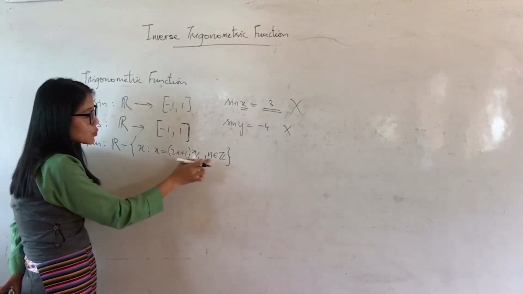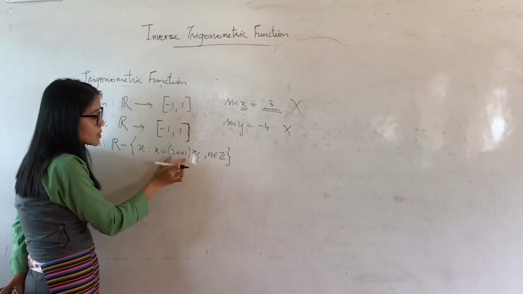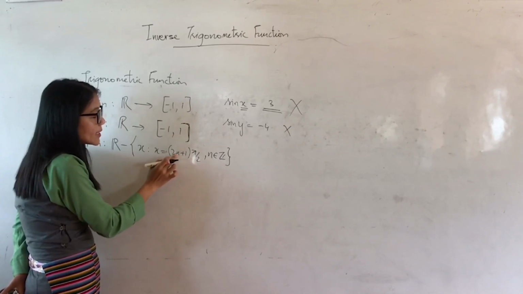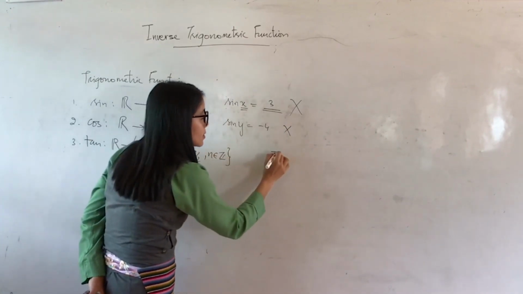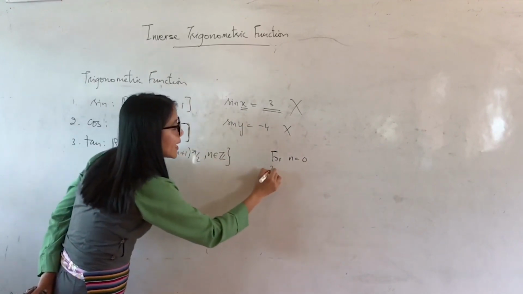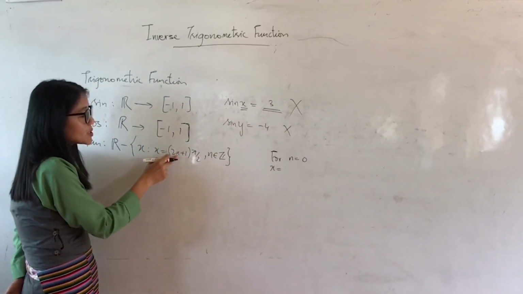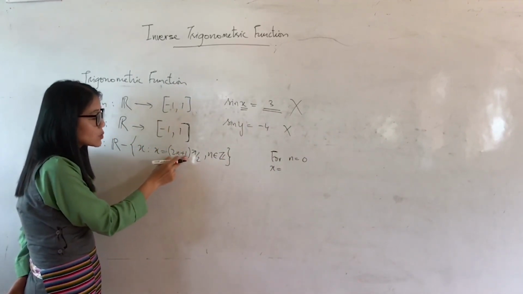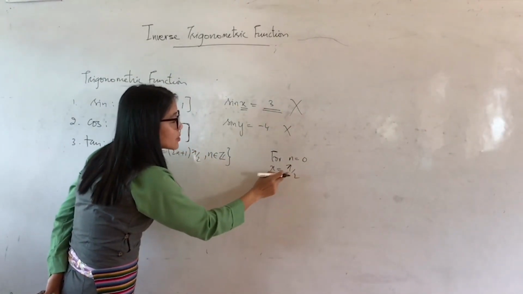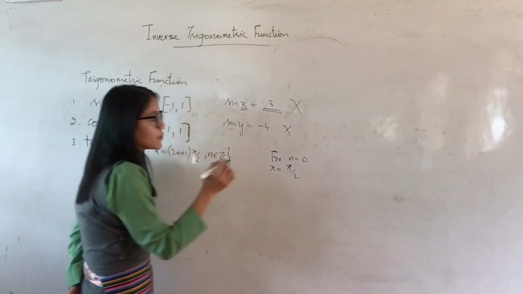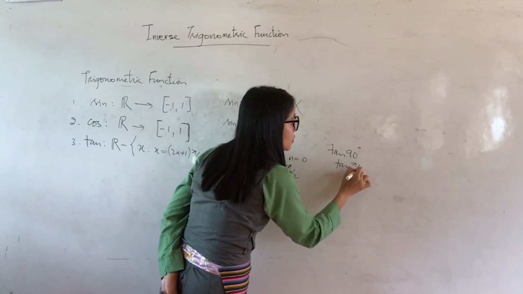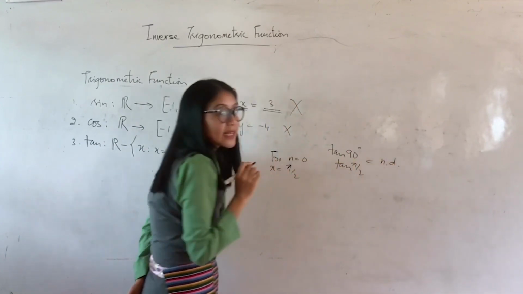If x is equal to pi by 2, say if I take n equal to 0, then for n equal to 0, what do I get? x is equal to 2 into 0 is 0, plus 1, that is 1. So 1 into pi by 2 is pi by 2. So at x equal to pi by 2, tan is not defined. If you remember, we used to write tan 90 or tan pi by 2 is not defined. We used to write like that, right?